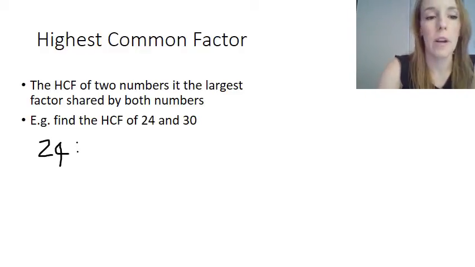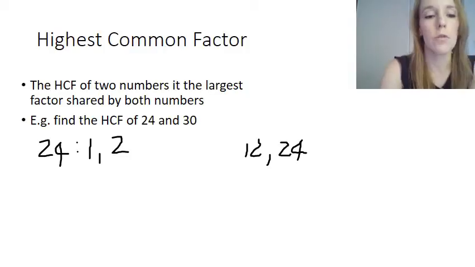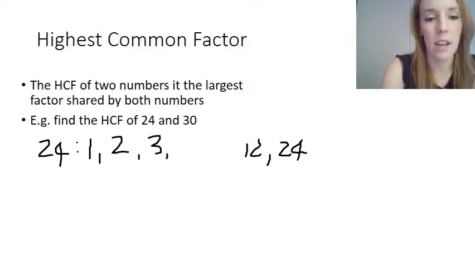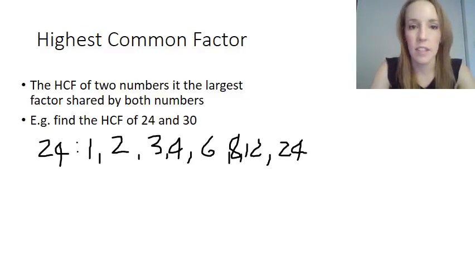So the factors of 24 are 1 and 24. We've also got 2 and 12, 3 and 8, 4 and 6, 5 isn't a factor, and I think we've got all of them there.